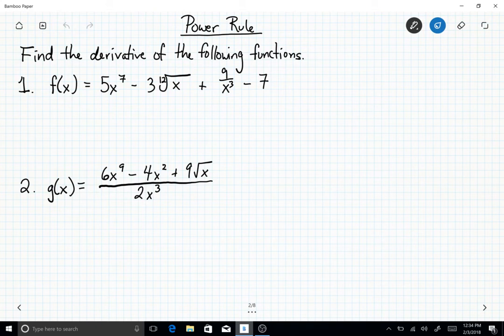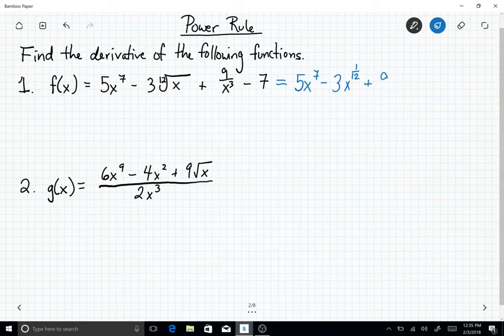The trick to all these is going to be the power rule, obviously I have it listed up there, but the trick is rewriting the problem in a format we can use the power rule in. So you have 5x to the 7th minus 3, and then instead of this 12th root of x, let's write it as x to the 1/12th power. That'll be a lot easier for us to work with. And then plus 9 over x cubed.